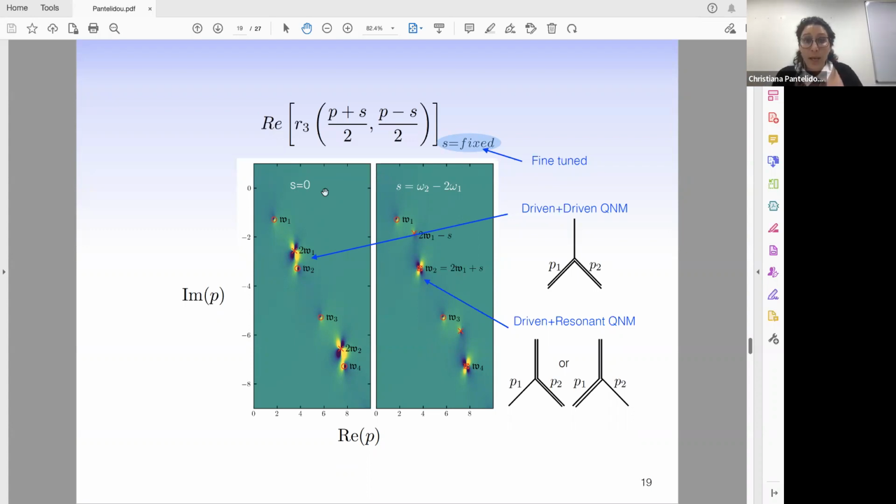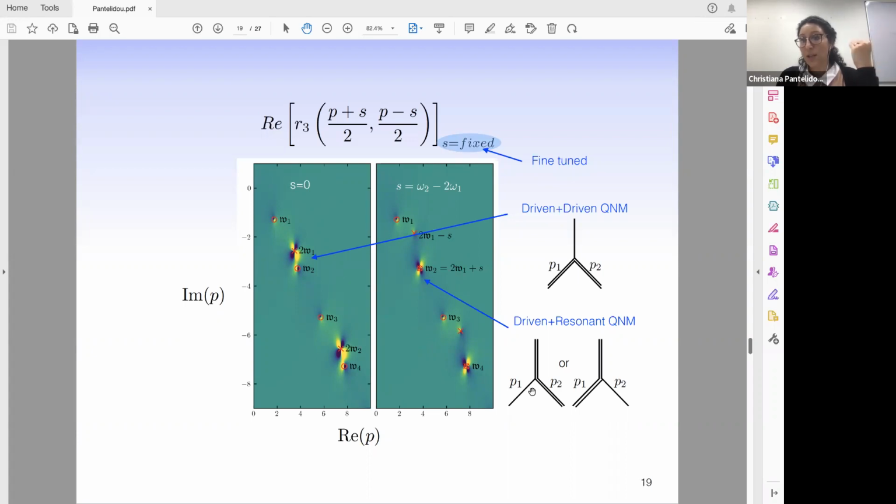Now, if you fine tune S to a different value, and in particular to something that looks like this, you can have a circle and a cross from the previous diagram colliding, okay? And this is what we see here. Again, this is a second order pole. And in this case, we have one of the ingoing legs and the outgoing leg being quasi-normal modes, okay? So this is poles of order 2 for very special fine-tuned values of S.